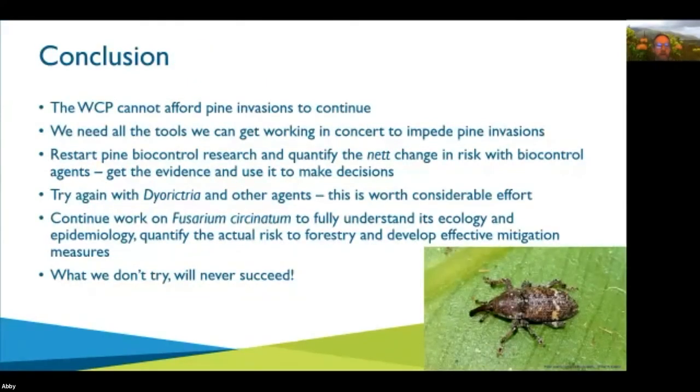In conclusion, the highly biodiverse and water-stressed Western Cape province cannot afford pine invasions to continue. We need all the tools we can get, working in concert, to impede pine invasions as far as possible. I urge that we restart pine biocontrol research and quantify the net change in risk with biocontrol agents. Let's get the evidence and use that to make the decisions. I also suggest we try again with Dasineura and other potential agents. This is worth considerable effort. There's a lot to be gained by controlling invasive pines in the Western Cape.